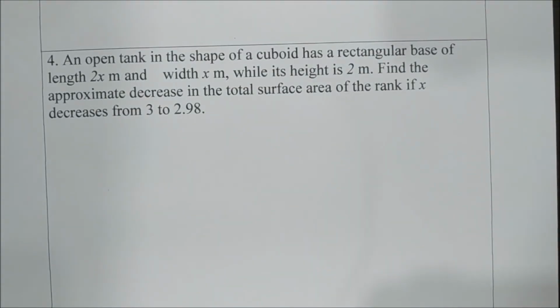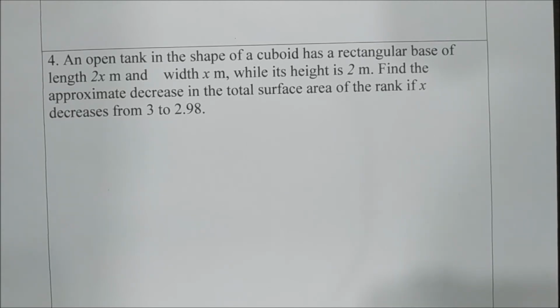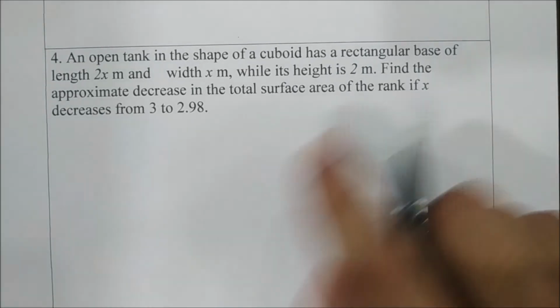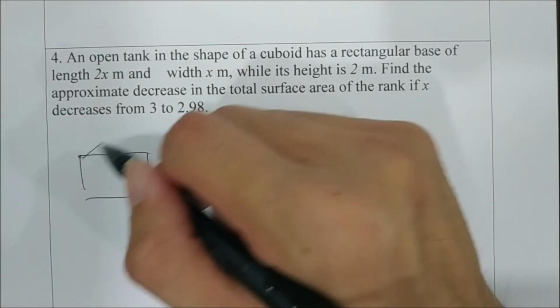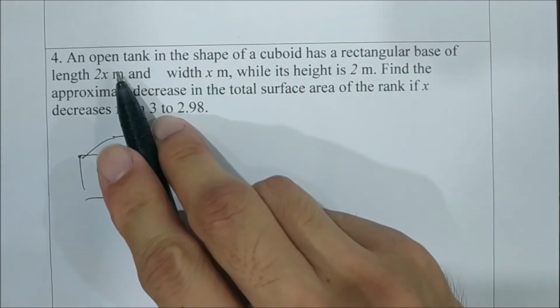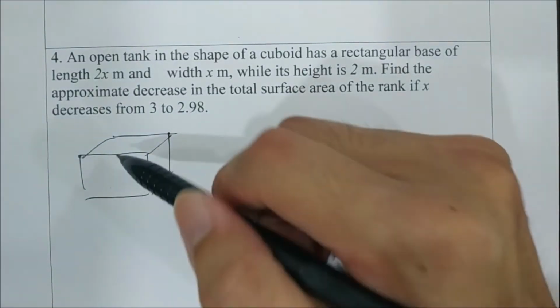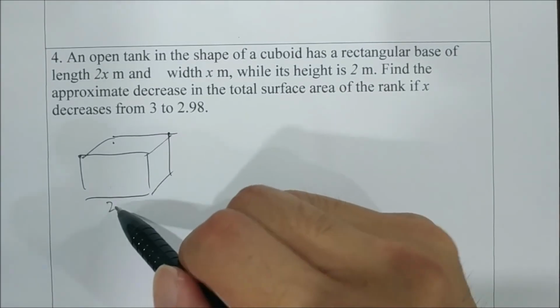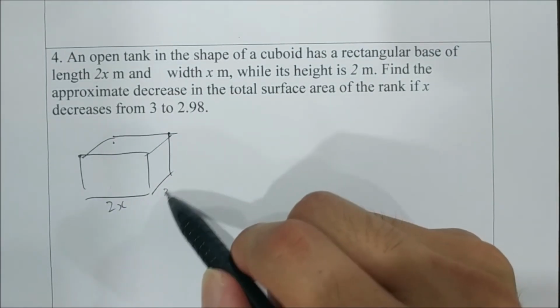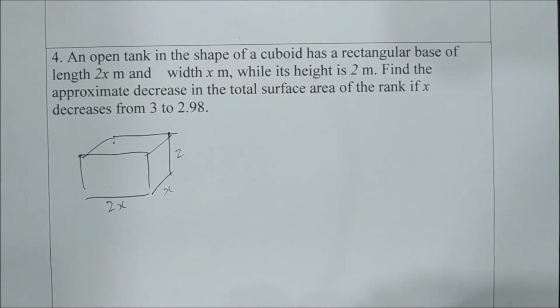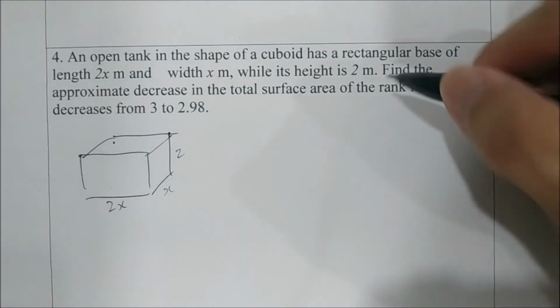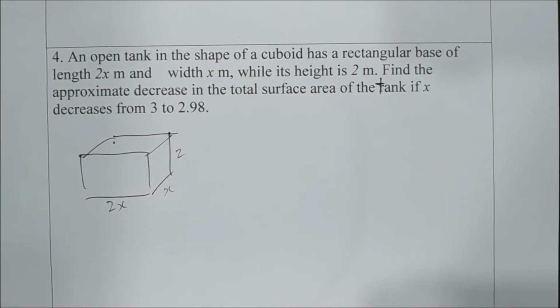An open tank in the shape of a cuboid has a rectangular base of length 2x meters and width x meters, while its height is 2 meters. So if you try to draw this, you get this. It's an open tank, which means here is open. Length is 2x, width is x, height is 2. Find the approximate decrease in the total surface area of the tank if x decreases from 3 to 2.98.